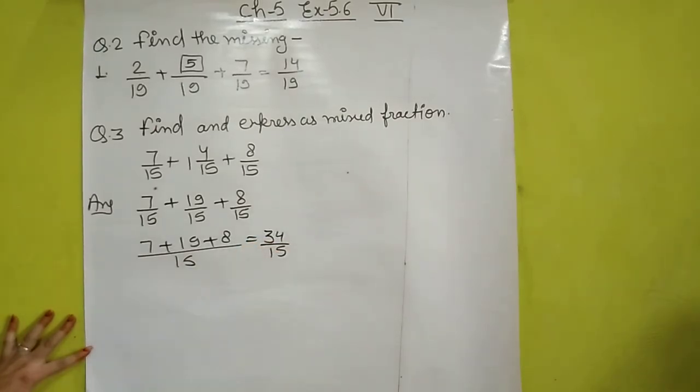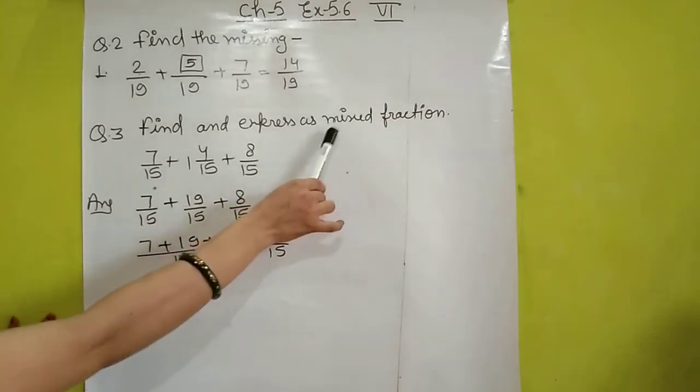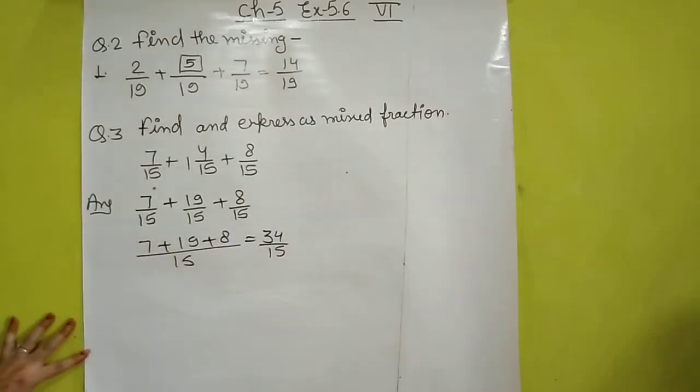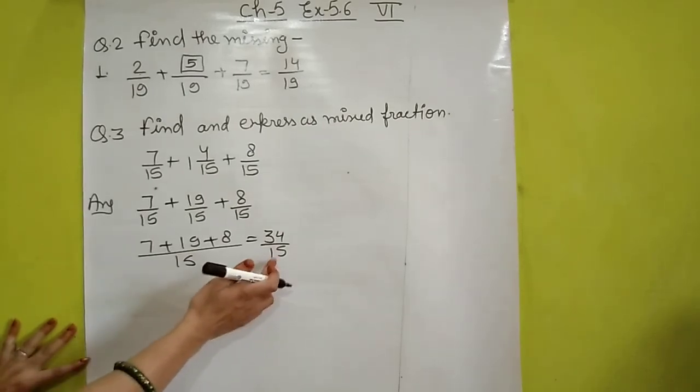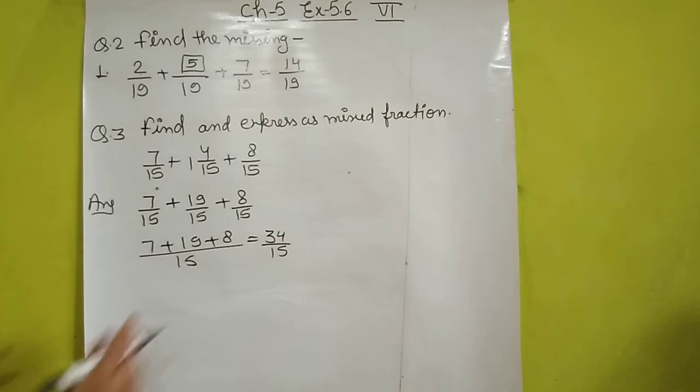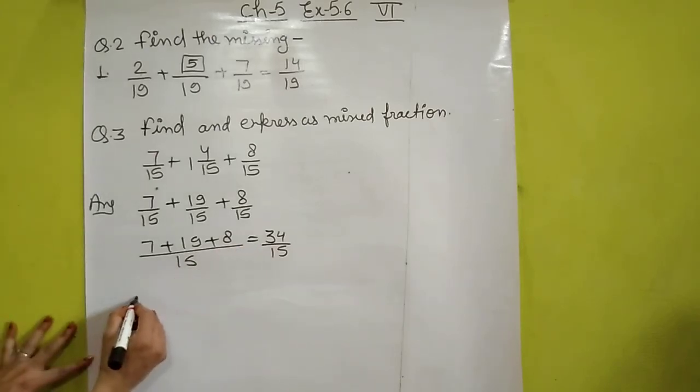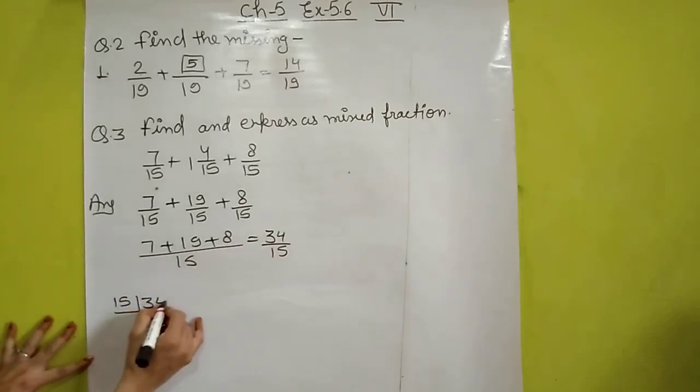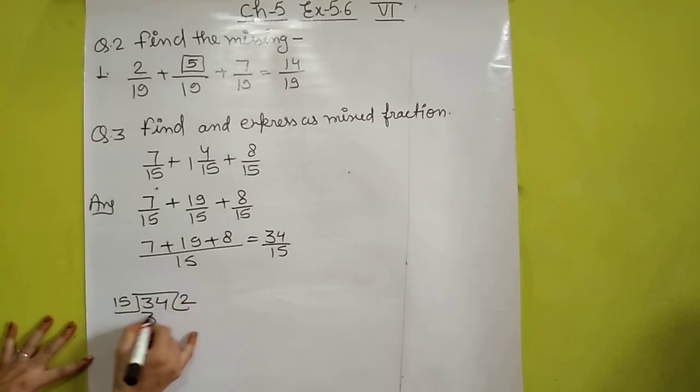This is your answer students, but they said express in mixed fraction. So we will express 34 upon 15 in mixed fraction. And you know, for the mixed fraction what we will do, we will divide this 34 by 15. So 34 divided by 15, 15 2s are 30, then what is remainder? 4 is remainder.